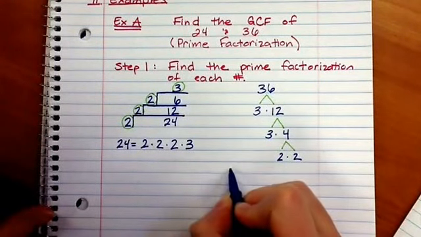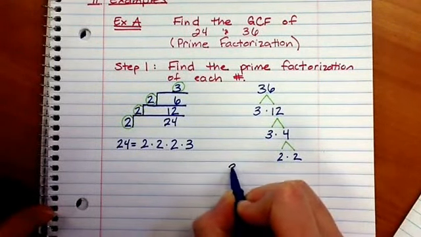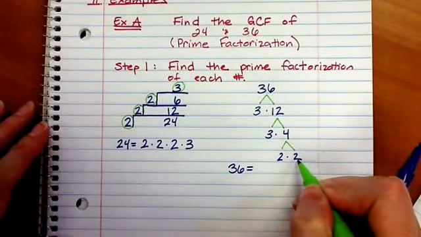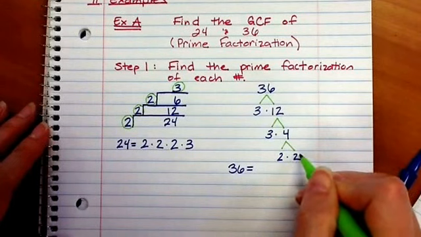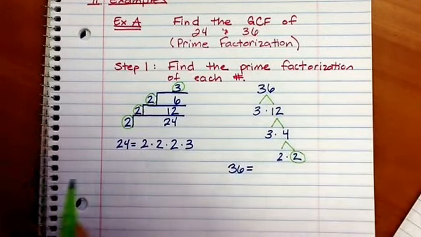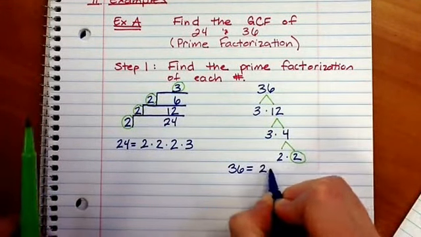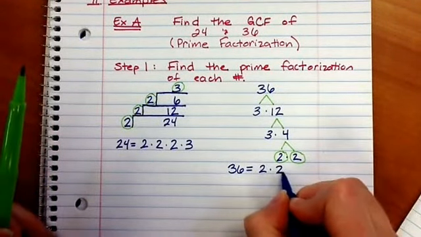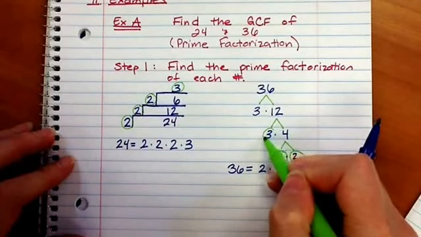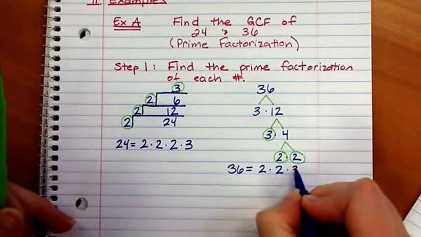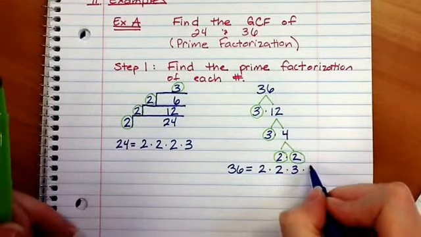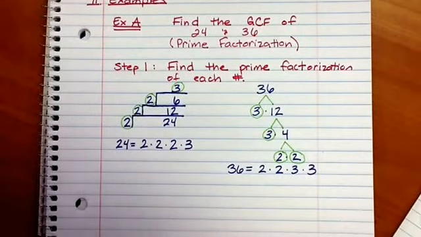So I would say that 36 equals, and remember these are in sequential order, so I start with my smallest prime number first, 2 times 2 times 3 times 3. And there I have all my prime numbers for 36.